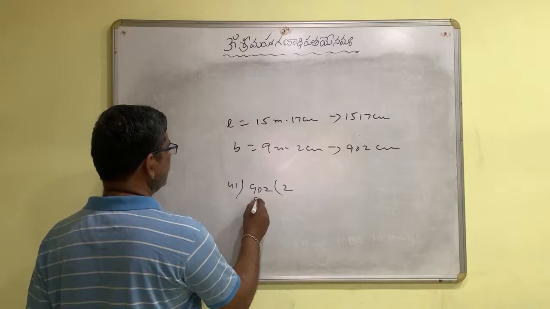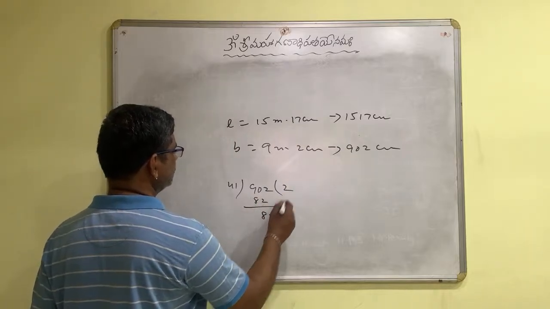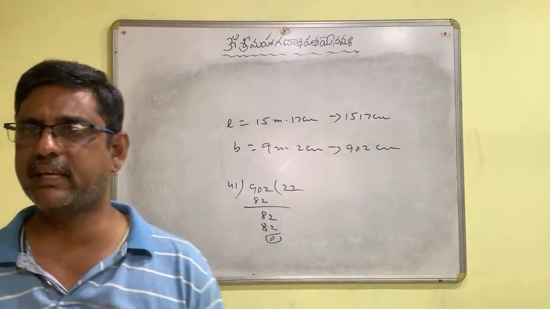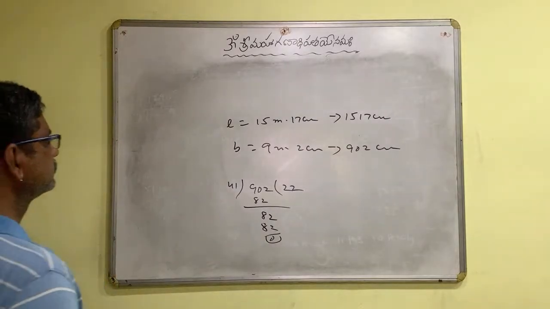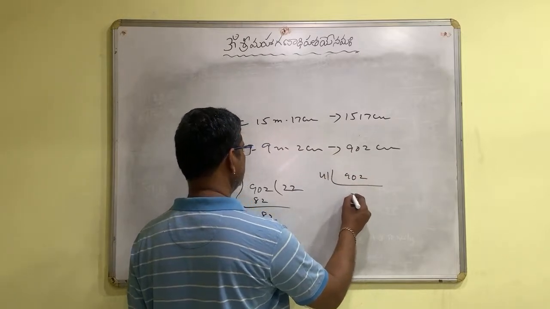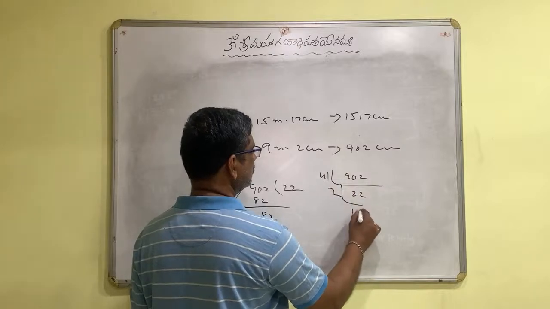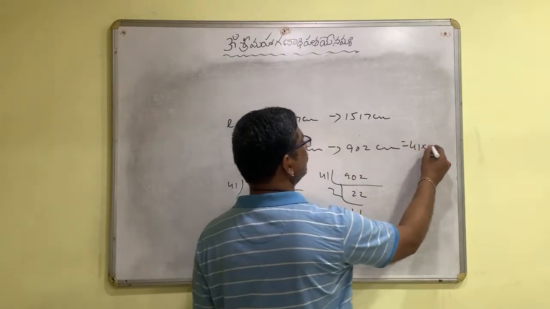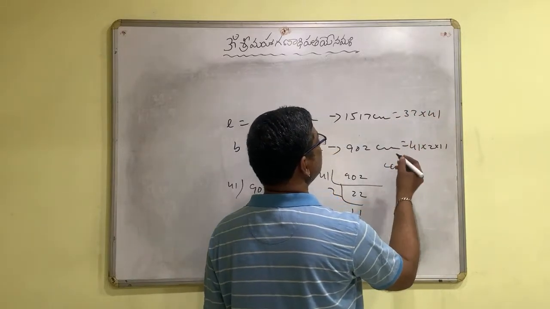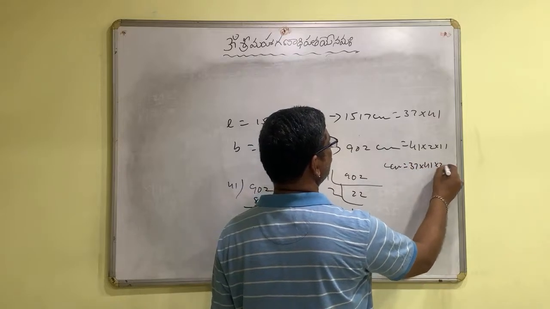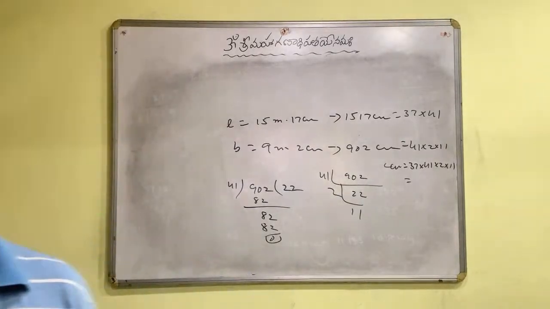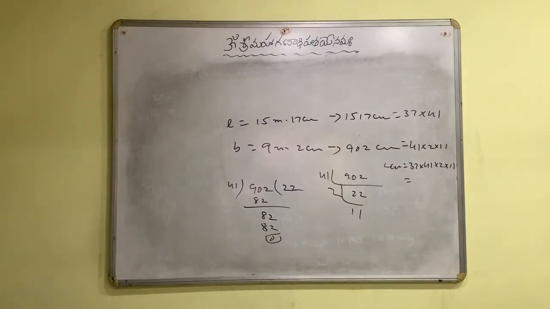41 twos are 82. Nice. So the HCF is 41. What is the LCM? 902 is 41 into 2 into 11, and 1517 is 37 into 41. So the LCM will be 37 into 41 into 2 into 11.